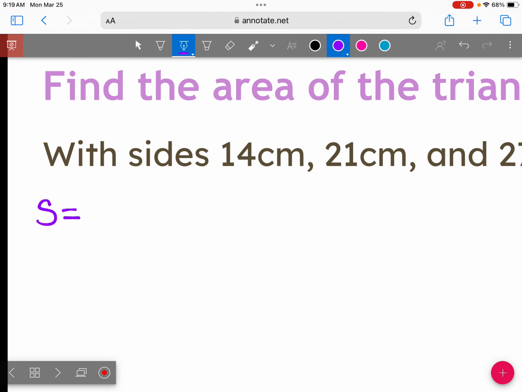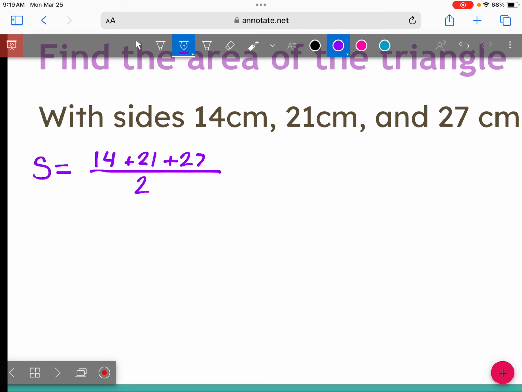So that means I find my perimeter, which is when we add up all the sides, 14 plus 21 plus 27, and we're going to divide it by 2. That's what we mean by semi-perimeter. Take the perimeter, cut it in half. So our semi-perimeter here, S, is indeed 31.